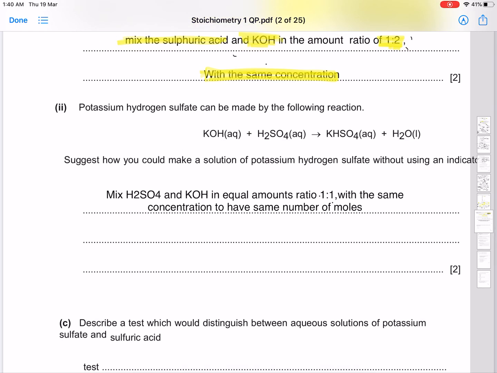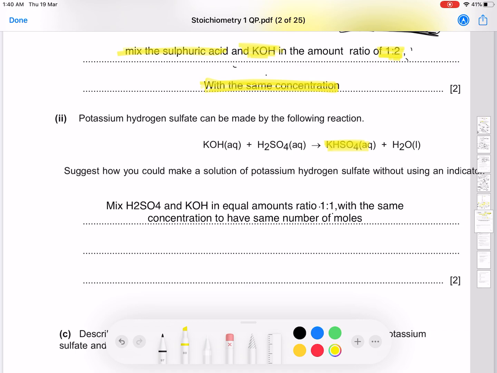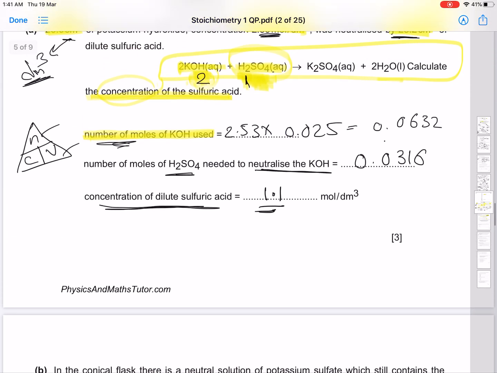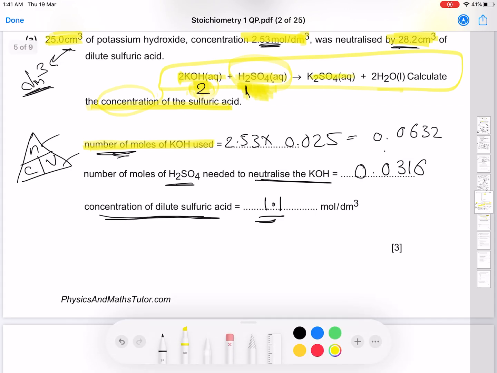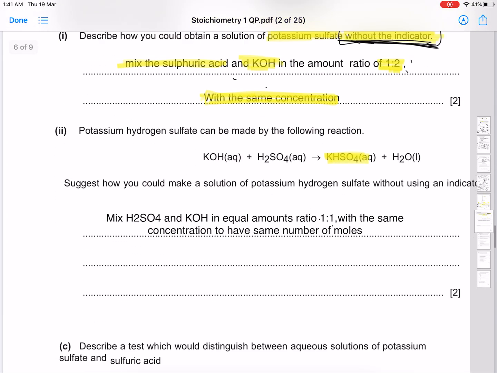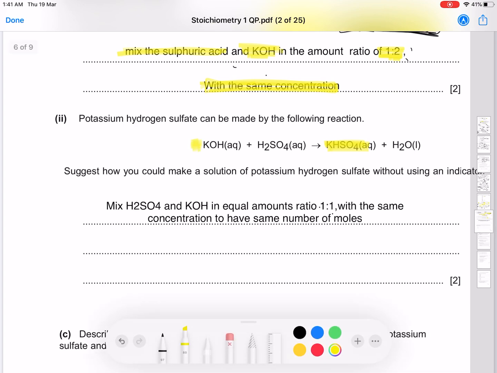Potassium hydrogen sulfate. Potassium hydrogen sulfate, which is this. This is the potassium hydrogen sulfate. It can be made by the following reaction. If you compare this reaction and the previous one, to make the potassium sulfate, the ratio of potassium hydroxide to sulfuric acid was 2 to 1, while for the potassium hydrogen sulfate, the ratio here was 1 to 1. So this is really the difference.